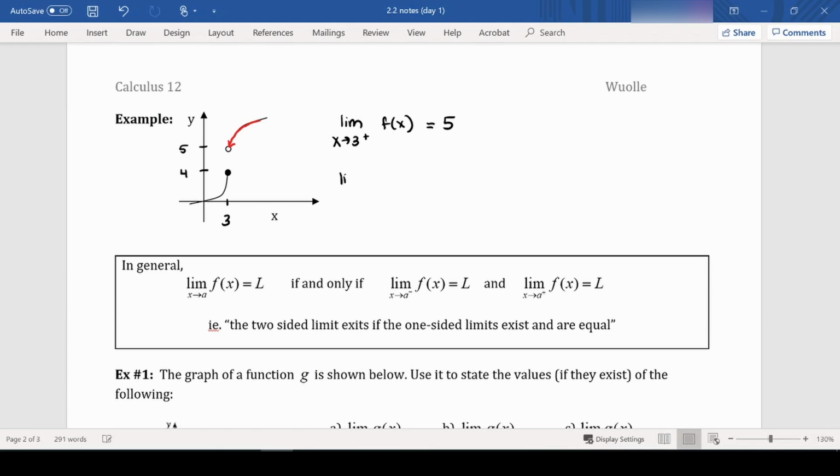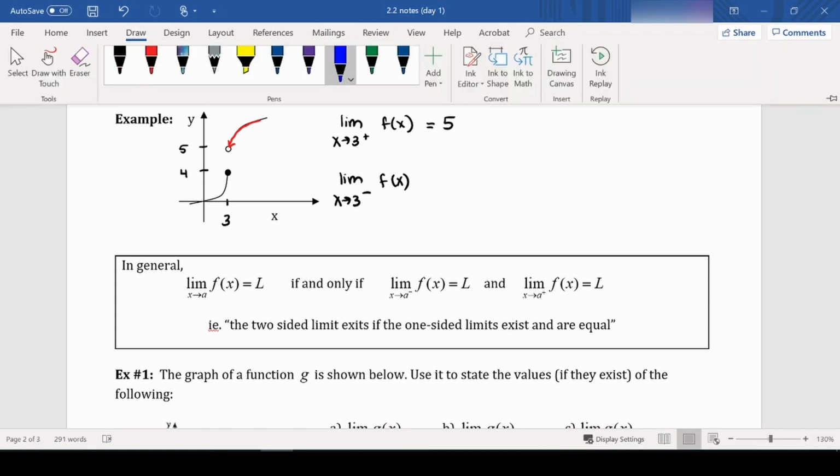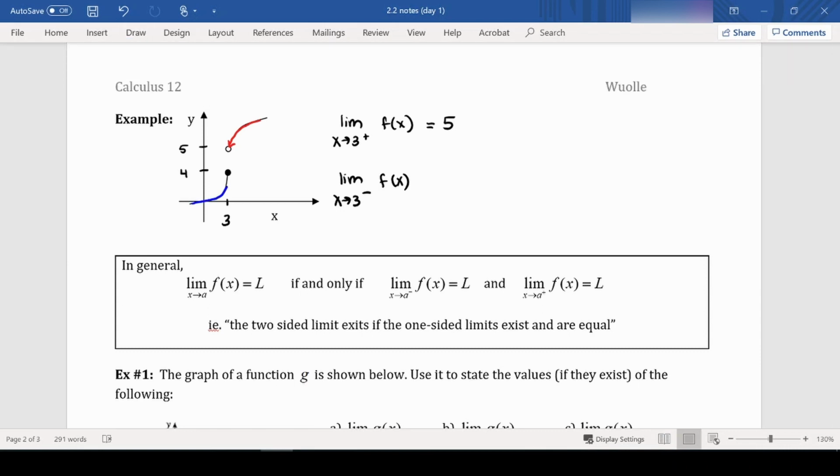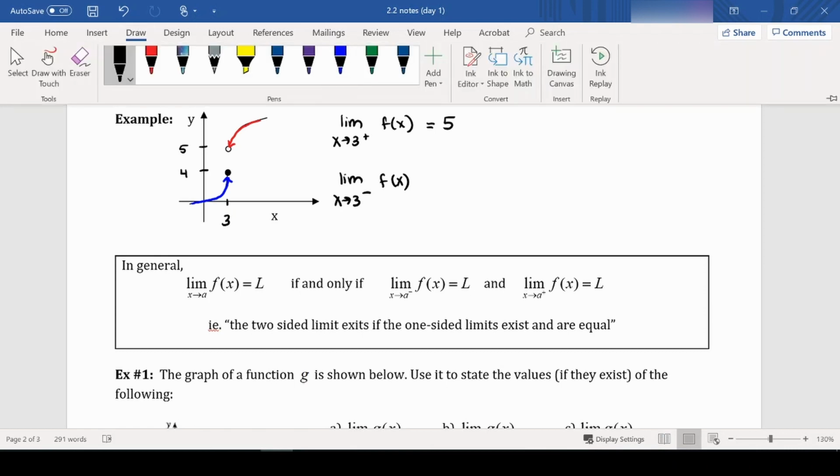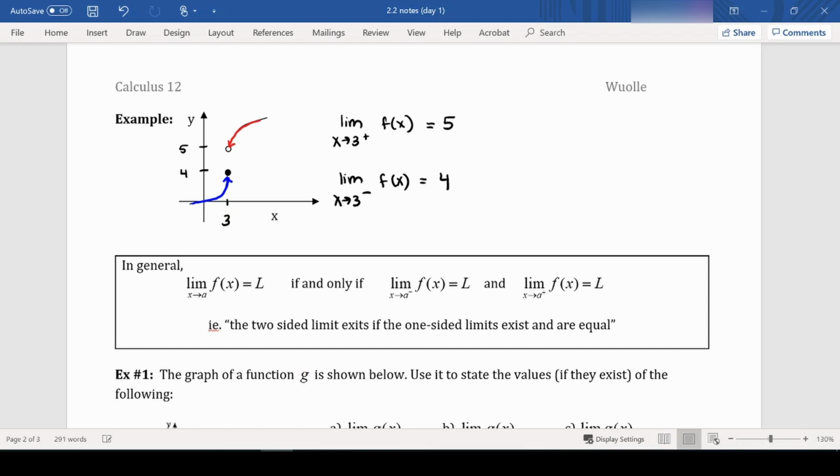Okay. If I take the limit as x approaches 3 from the left of f of x, I'm going to be approaching that point from the left-hand side of the function. Okay, slightly smaller values of 3, my y values are going to get closer and closer to 4. Okay. What this means is that the limit as x approaches 3 from both directions does not exist. And this is because they are not the same number.